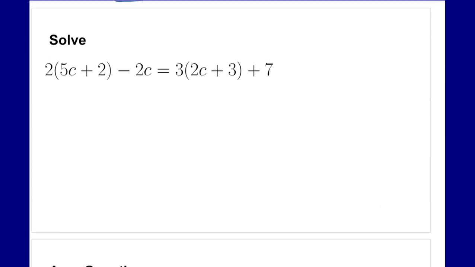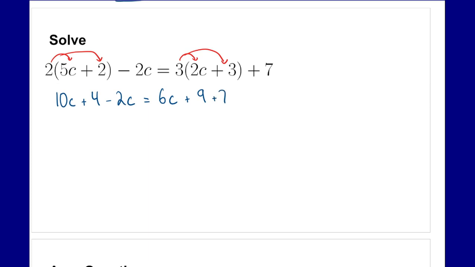Next example is again just adding some more complexities, some more terms. So the 2 we need to multiply to just the bracket it's attached to. So the 5c and the minus 2c that we see here doesn't get multiplied by anything because it's not inside the bracket. On the other side, the 3 multiplies the 2c and the 3. Again, it doesn't touch the 7 because it's not in the bracket. 10c plus 4 minus 2c equals 6c plus 9 plus 7.